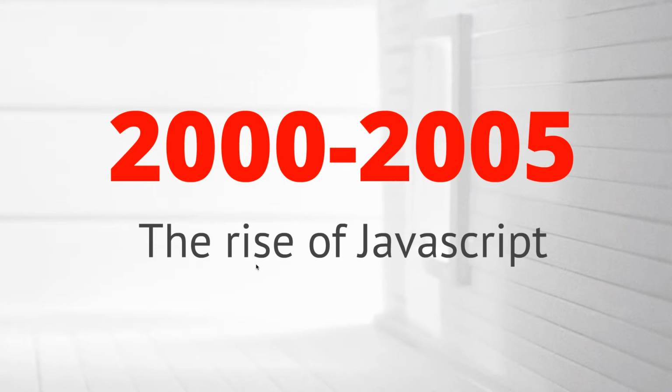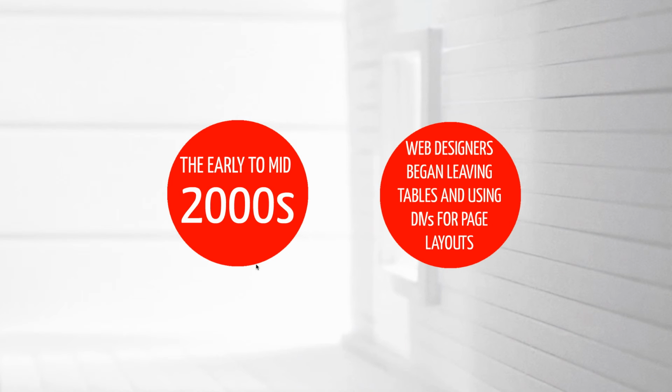Then in 2000 to 2005, we have JavaScript. With JavaScript, web designers began leaving tables and using more of the division, the divs. It's a division tag in HTML. You may learn a bit about those later, but a division tag allows you to have a title that changes color differently than the other.